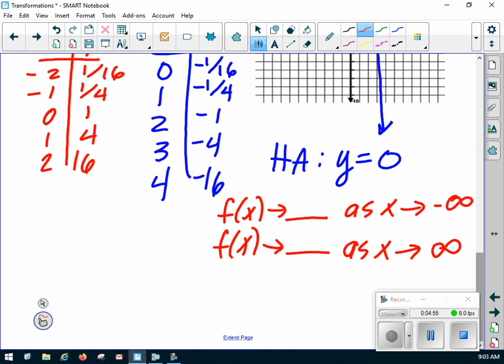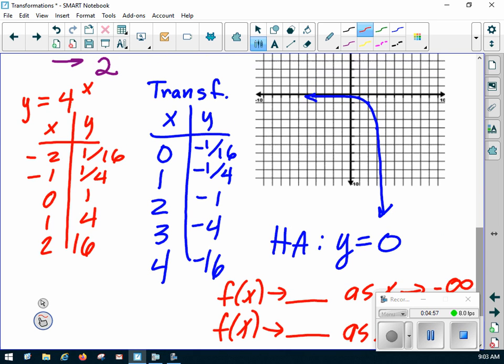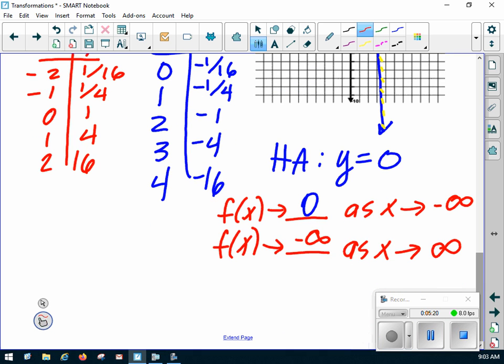Okay. As x approaches negative infinity, look, x is going this way. The y values are getting closer and closer to 0. As x approaches positive infinity, so as x is going this way, what are the y values doing? Going to negative infinity. So there's your end behavior. Do you have questions so far?